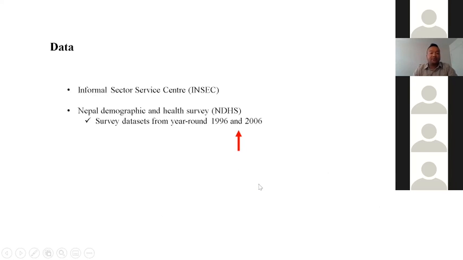For the data in my work, I got the killing data from the Informal Sector Service Center, a non-profit NGO based in Kathmandu. For the child health variables, I have used the Nepal Demographic Health Survey datasets from around 1996 and 2006. The insurgency exactly happened between 1996 and 2006, so this dataset is really useful to see the impact of the insurgency.